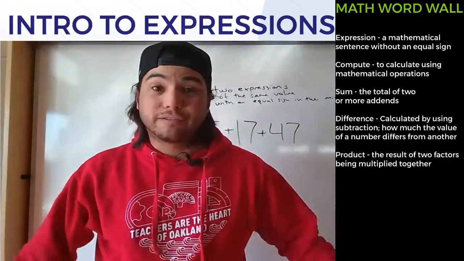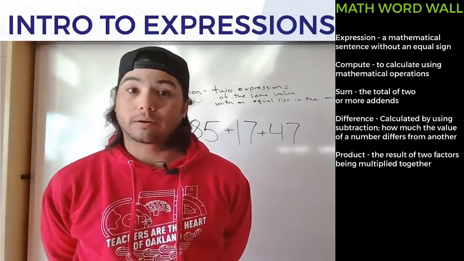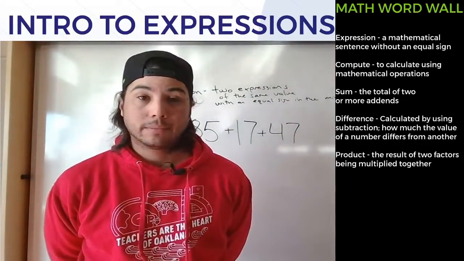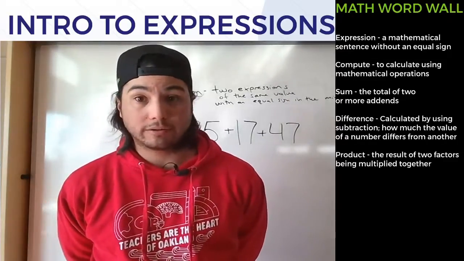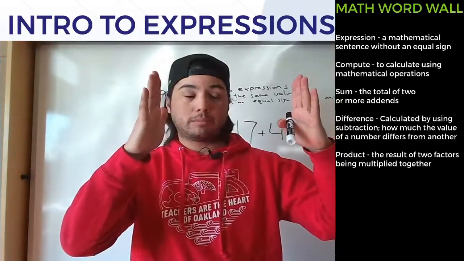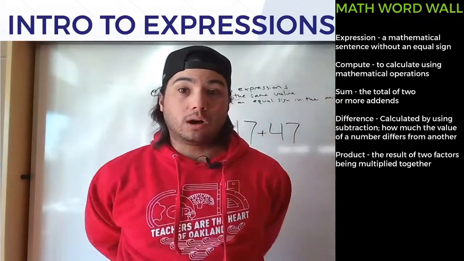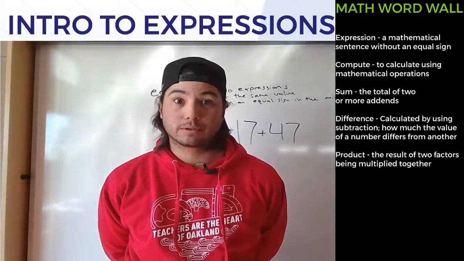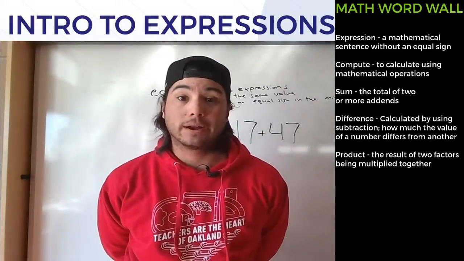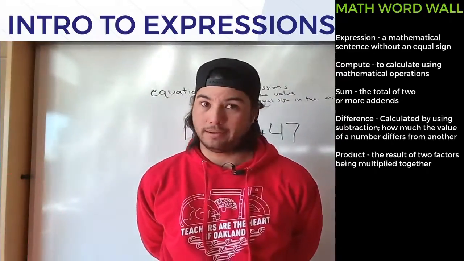Difference, finding the difference between two numbers. What's the difference between 88 and 74? That we use subtraction for. Here's 88 on a number line. Here's 74 on a number line. What's the value of the distance in between those two numbers? That's our difference. And then the product, the result of two or more factors being multiplied together.